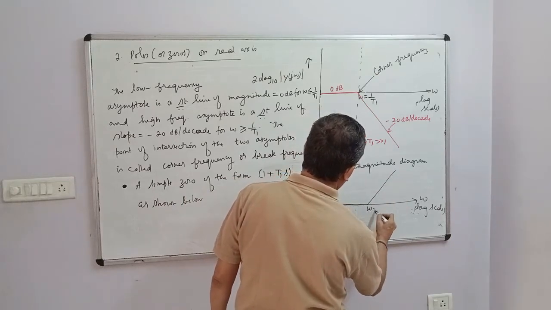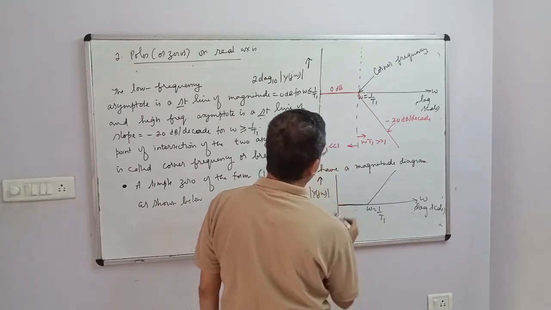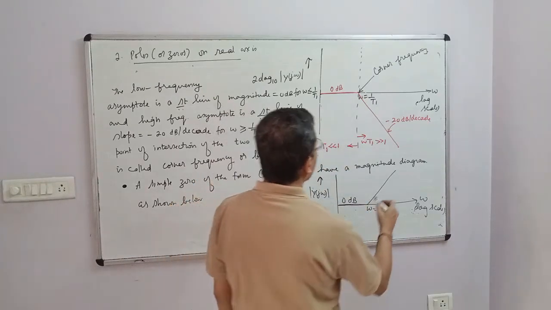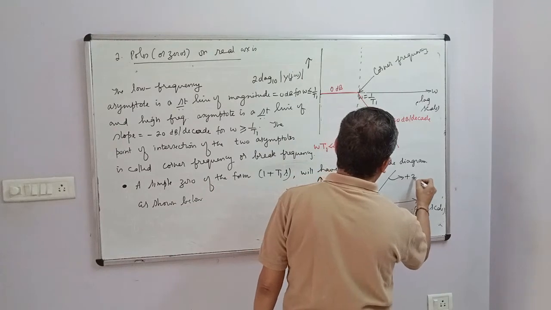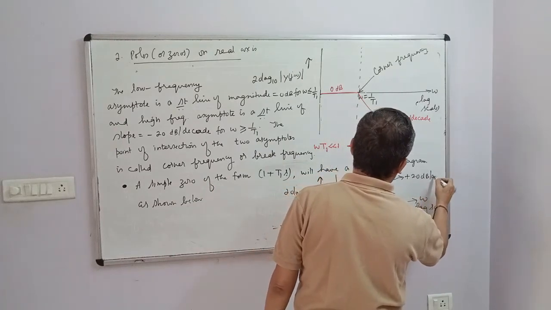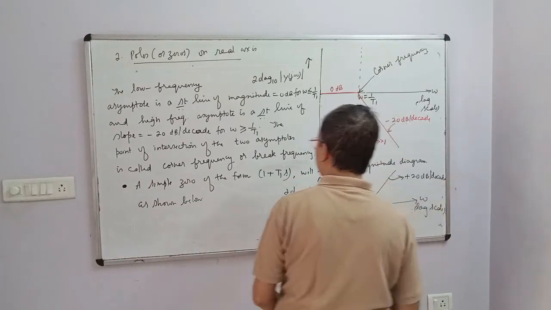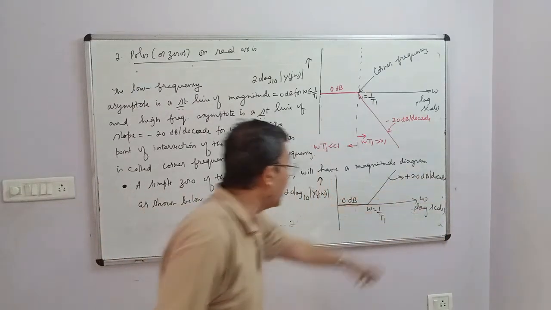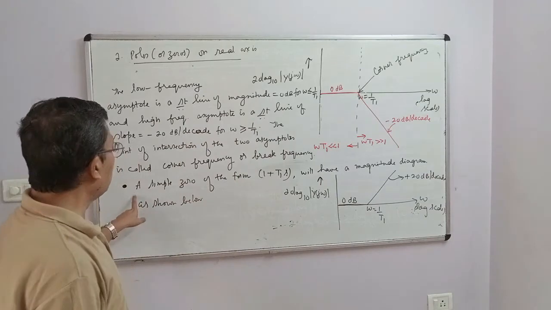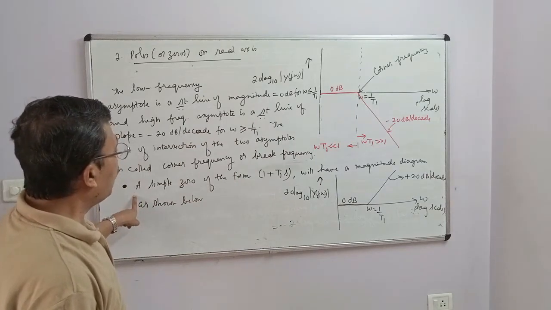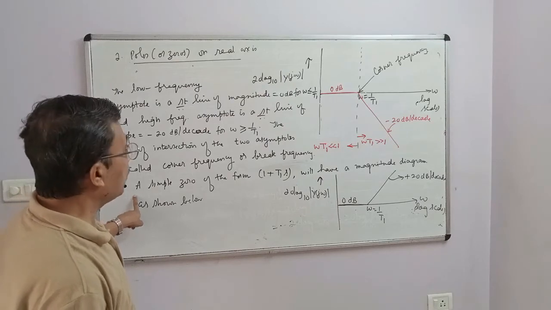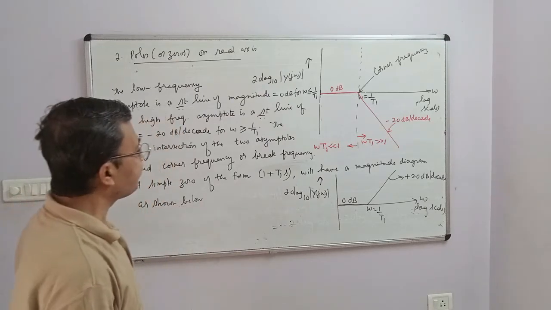This is again omega equal to 1 by T1. This is a straight line of magnitude equal to 0 dB. This will be plus 20 decibels per decade. That means a simple zero will change the slope by plus 20 decibels per decade beyond the corner frequency. A simple zero of the form 1 plus T1s will have a magnitude diagram as shown below. This is the magnitude diagram.